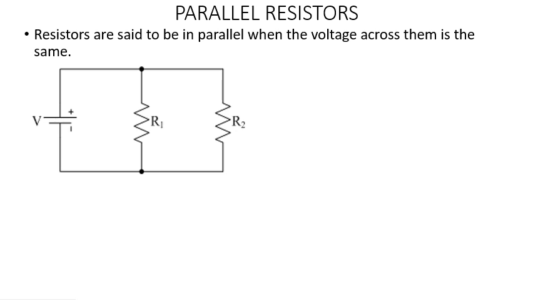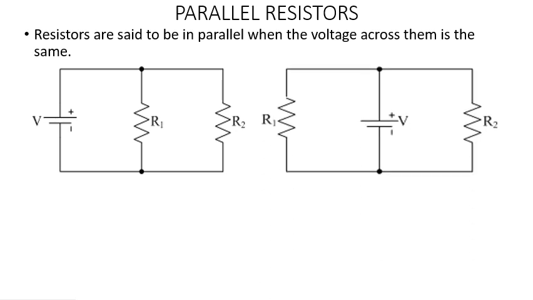This is how I easily identify my resistors in parallel. Let me say they've given me R1 and R2, and let's say I don't even know the definition that resistors are said to be in parallel when the voltage across them is the same. Let's assume that I don't know that, and I want to find out which of these resistors are in parallel. We have R1 here and we have R2 here. Let's consider this figure first and check whether they are in parallel.